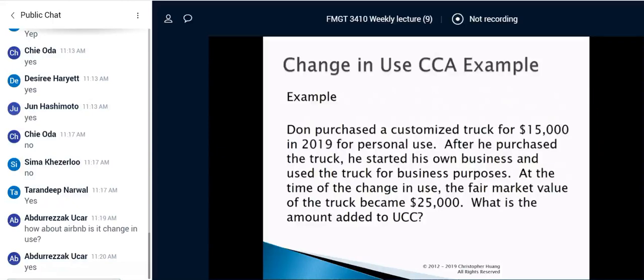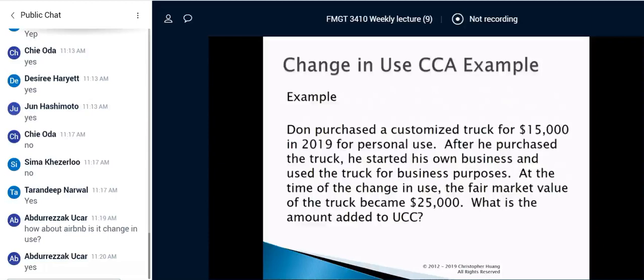So now you have a change in use. You have a truck that you use personally. Now you're going to use this truck to drive you around for business, for appearances, and so now it's being used for business, and the value increased. Remember, change in use: you're deemed to dispose, and you're deemed to reacquire at fair value. So I'm deemed to dispose of the truck for $25,000, and I'm deemed to reacquire at $25,000. Now the problem is, what do I add to UCC? Is it fair to add $25,000 to UCC?